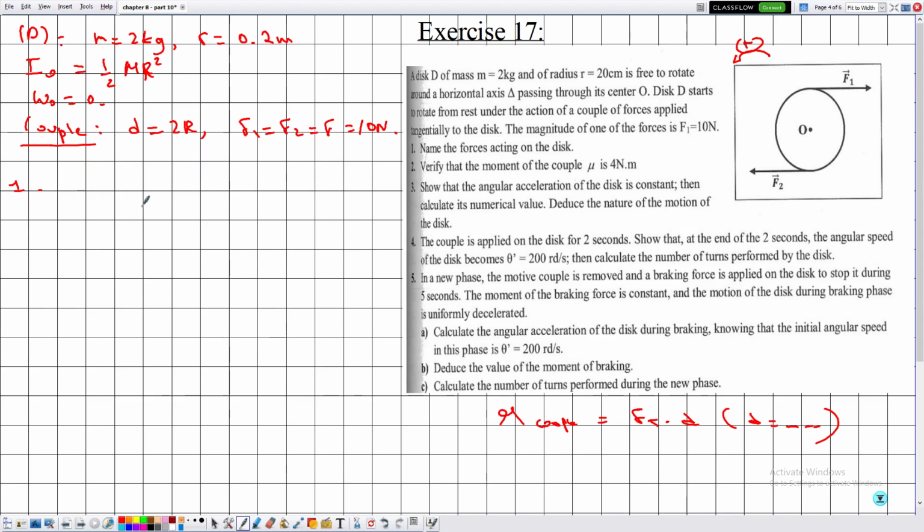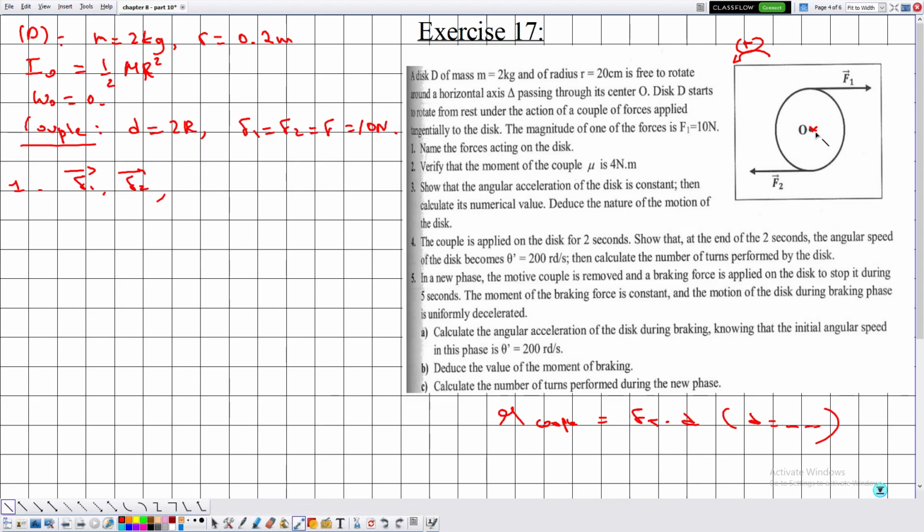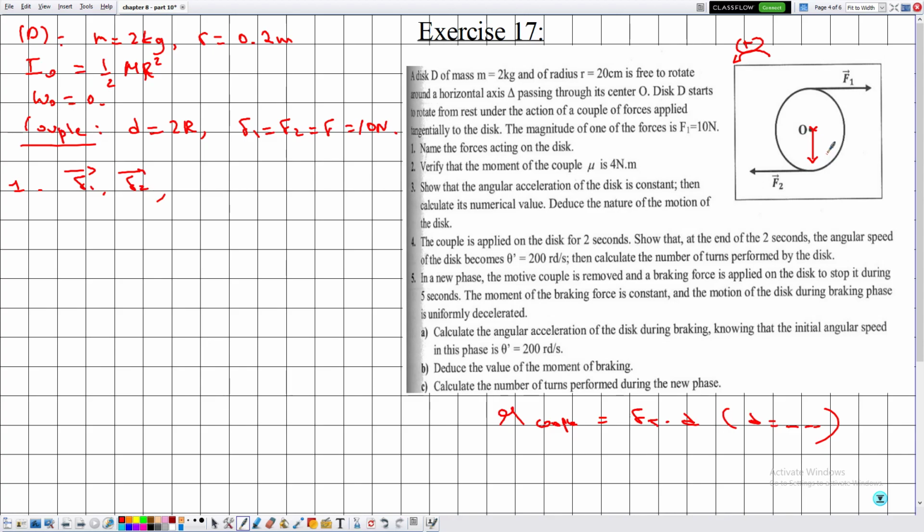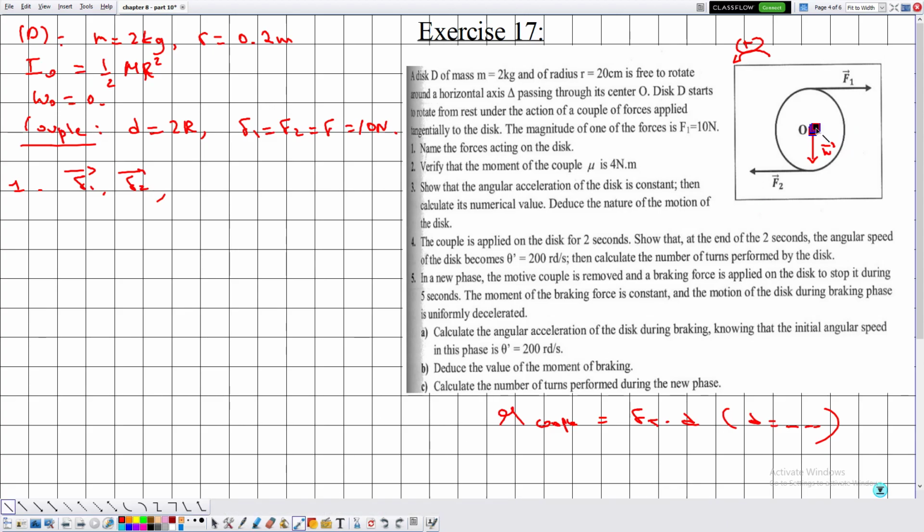Now number one, name the forces acting on the disk. We have the force F1, F2. Now this is the axis of rotation. Because the disk has a mass, it will be subjected to the weight, which is vertically downward like this. So previously, in the previous exercises, we didn't discuss the weight, and now you will check why. And we have the reaction of the weight on the axis of rotation, which is like this.